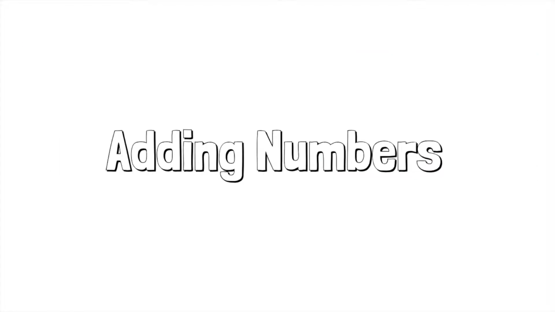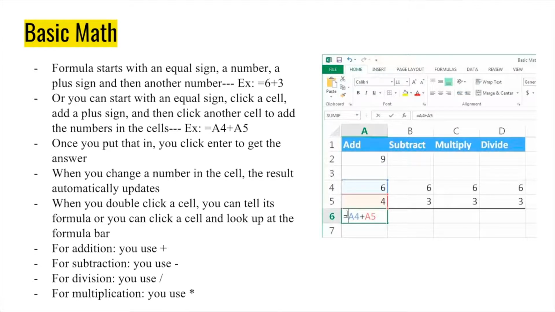The first function that you need to know for Excel is basic math. A formula starts with an equal sign, a number, a plus sign, and then another number. Example: equals 6 plus 3. Or you can start with an equal sign, click a cell, add a plus sign, and then click another cell to add the numbers in the cells. Example: equals A4 plus A5. Once you put that in, you can click Enter to get the answer.